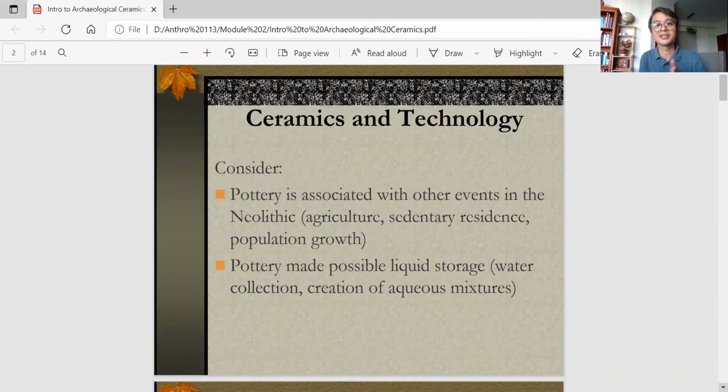Okay, so why are we studying ceramics in archaeology? First of all, it is one of the most common forms of archaeological material that we can find in an archaeological site, especially sites that date after the Old Stone Age. Because before the New Stone Age, we do not have pottery. We assume that we do not have pottery because pottery only appeared during the New Stone Age or the Neolithic. So this would be associated with the events of the Neolithic, like agriculture, then sedentary residence or living, and the increase in population. So there are many advantages that were experienced by people when pottery came into existence.